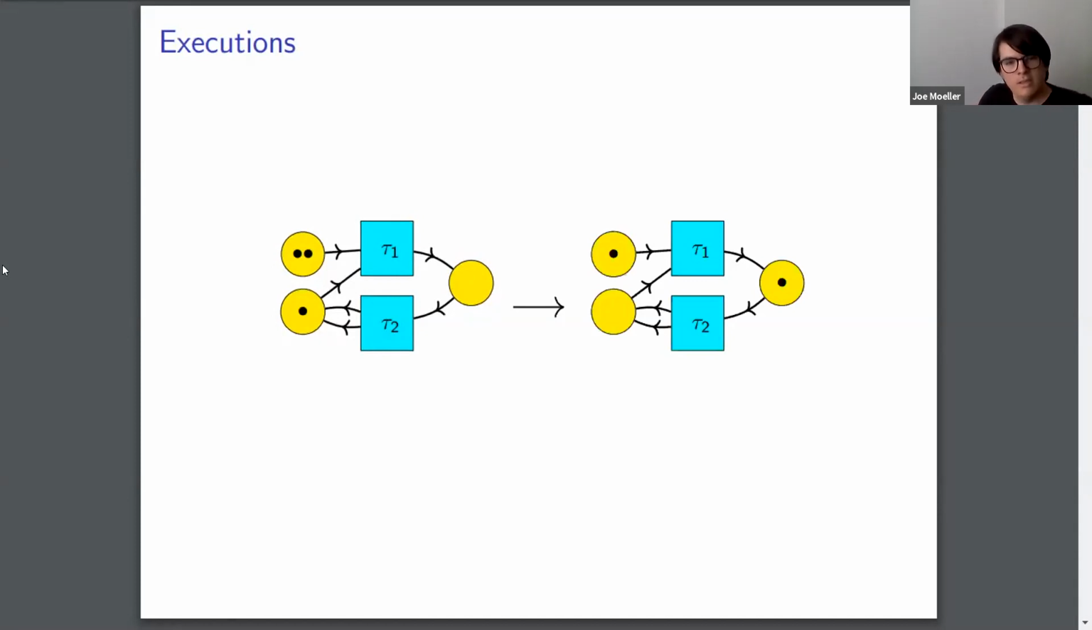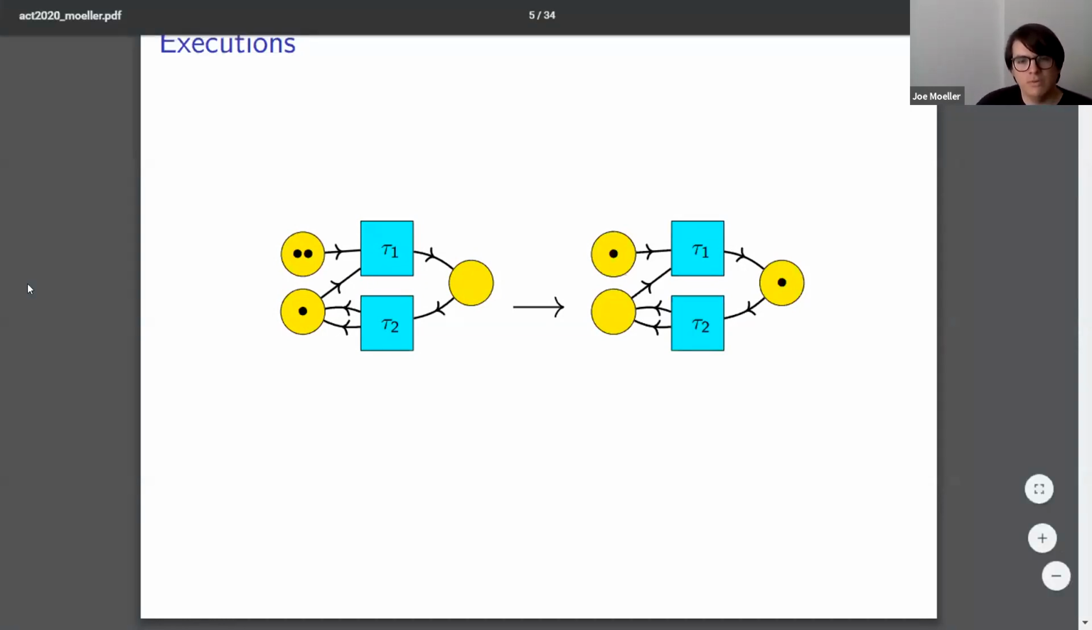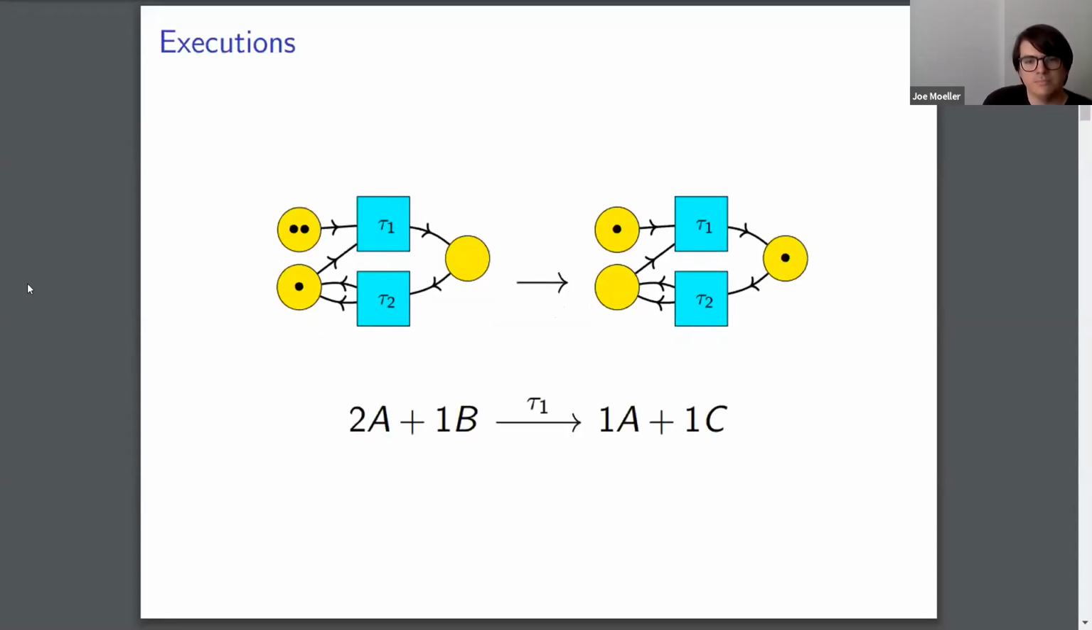If I execute the process tau1, then it would take 1 from A and 1 from B and spit out 1 in C. That's exactly what happens here. I'm going to call that an execution of one of these processes. You can write it down like this: you started with this amount of tokens and you executed the process tau1, then it'll land you in having this amount of all of the resources.